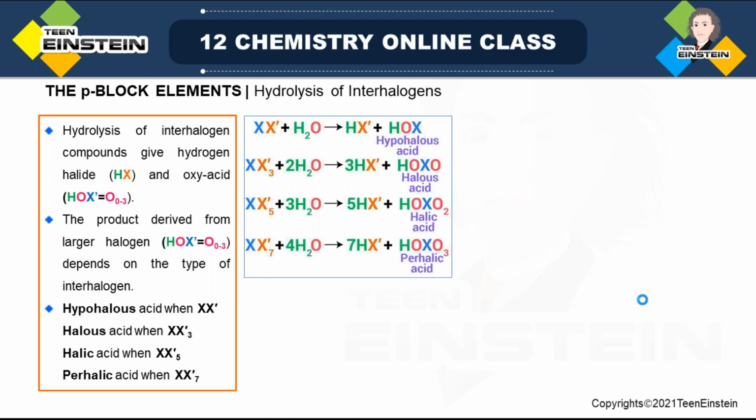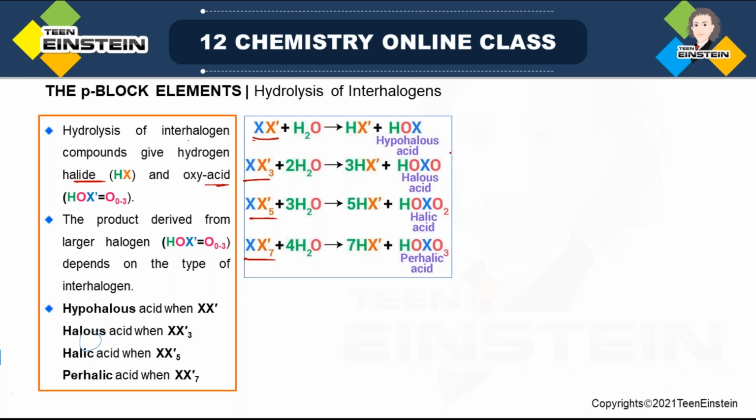Hydrolysis of interhalogens. That means when interhalogens are reacting with water molecules, different products are there depending on what type of interhalogen you have started with. So different interhalogen, there will be different products. Hydrolysis of interhalogen compounds gives hydrogen halide and oxyacid. That means whatever is the type you have taken, 1:1, 1:3, 1:5, 1:7, one particular type will always be formed.